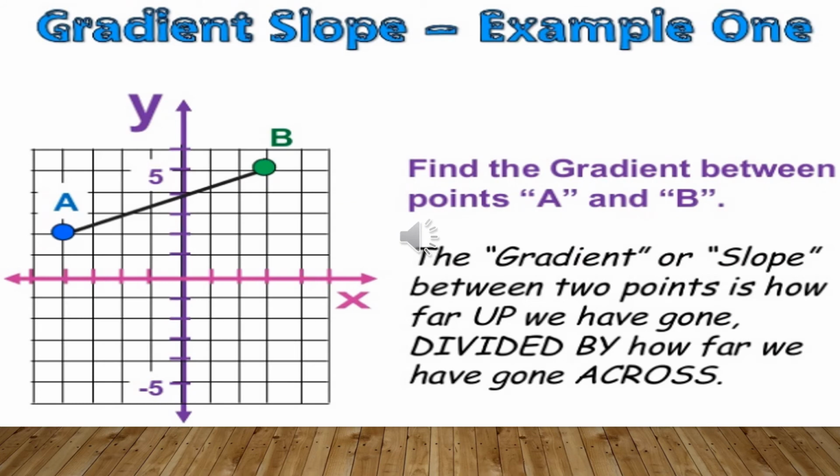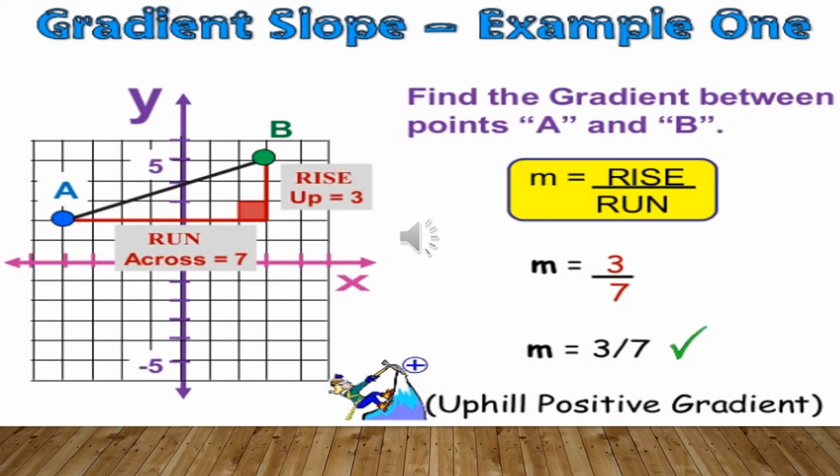Now here is an example. Find the gradient between point A and B. The gradient or slope between 2 points is how far up we have gone divided by how far we have gone across. So here you can see that rise is 3 and run across is 7. It means that the slope will be 3 upon 7. As you can see, the points are from A till B, means it is uphill, a positive gradient.